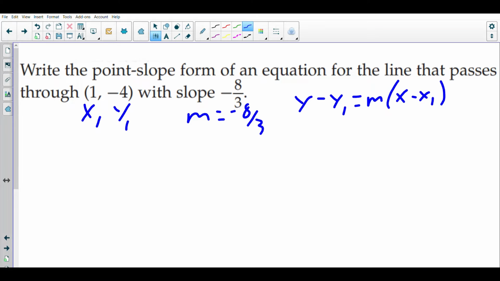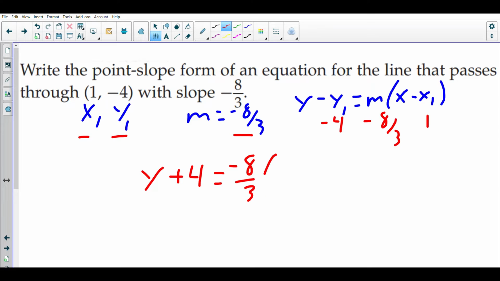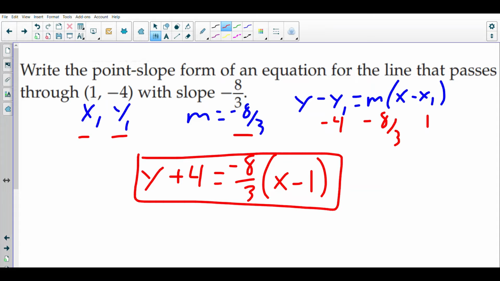So I'm just going to plug in where I need to. So here's all my points. I have negative 8 over 3, I have negative 4 here, and I have 1 here. So we get y, double negative, because it's y minus negative 4, so plus 4 is equal to negative 8 over 3 times x minus 1. And that is all there is to it.